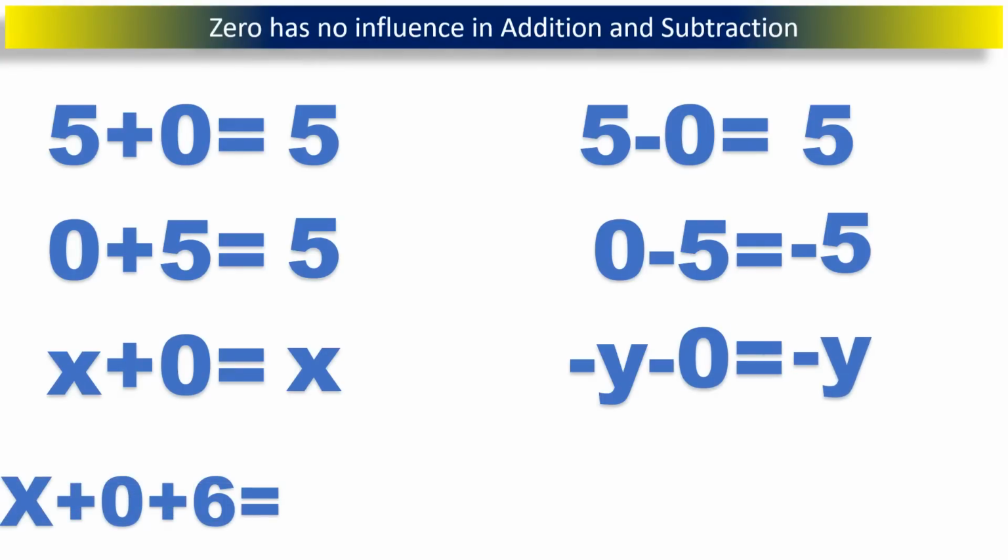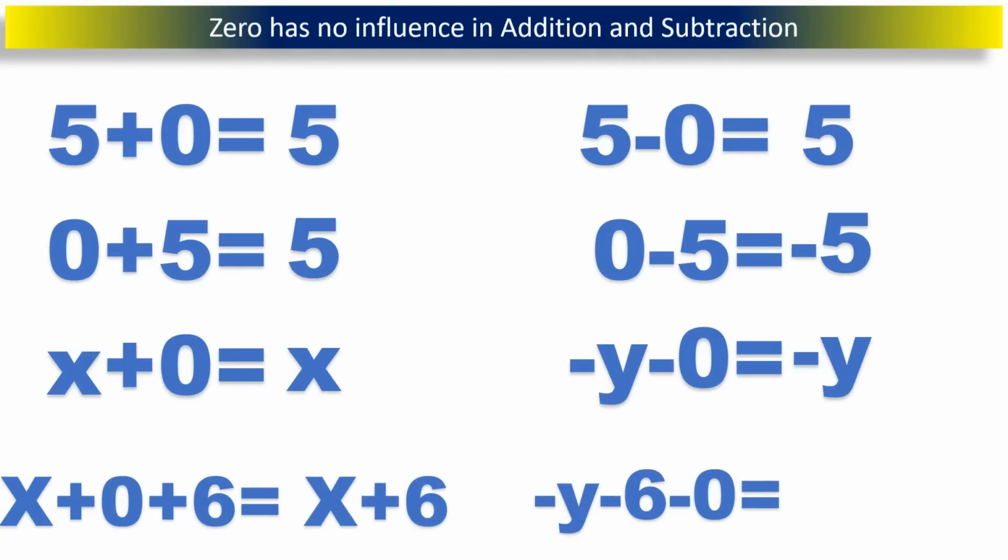Now we will increase the number of terms during addition. It is x plus 0 plus 6. As I said, 0 does not have any power during addition, so x plus 6 will be the answer. Got it? Similarly, minus y minus 6 minus 0. Again, 0 is involved during subtraction, so we can hide this 0. There is no power during this. So the answer will be minus y minus 6. Hope this is clear. Hope you all have taken notes on this. Let's move on to the next one.